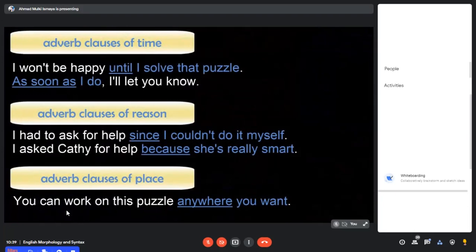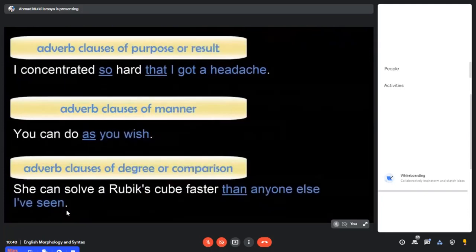I won't be happy until I solve that puzzle. As soon as I do, I'll let you know. I had to ask for help since I couldn't do it myself. I asked Kathy for help because she's really smart. You can work on this puzzle anywhere you want. I concentrated so hard that I got a headache. You can do as you wish. She can solve a Rubik's Cube faster than anyone else I've seen.